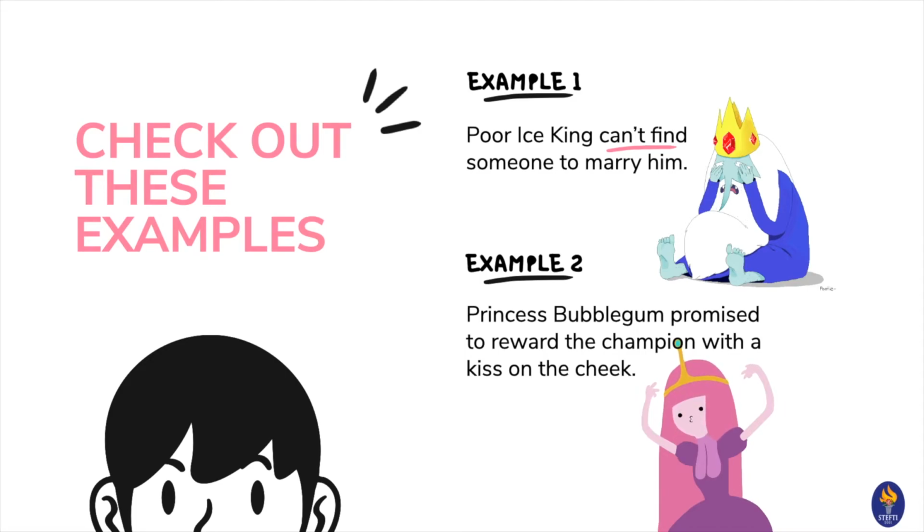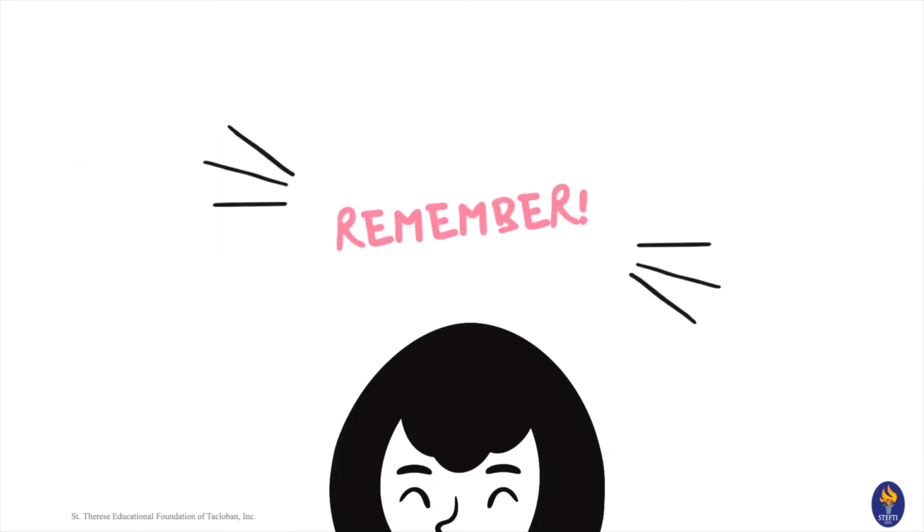Let's take a look at the next sentence. Princess Bubblegum promised to reward the champion with a kiss on the cheek. Which part shows what Princess Bubblegum did? Promised to reward the champion with a kiss on the cheek is the predicate of the sentence because it tells us what PB did. Remember that the subject is simply the naming part and the predicate is the telling part of the sentence.